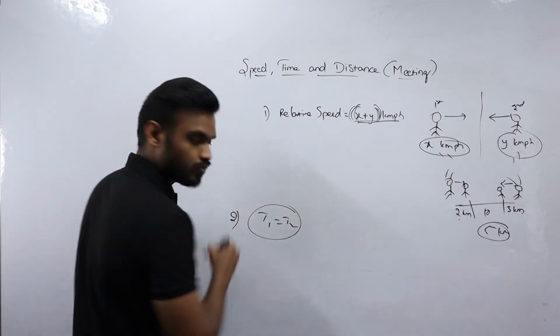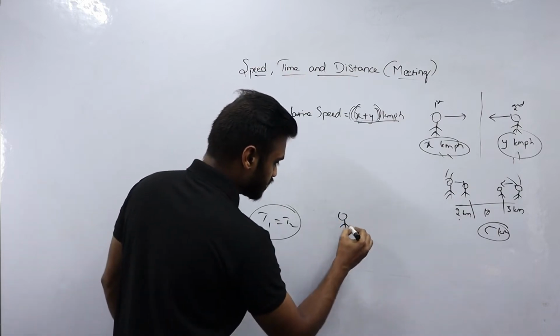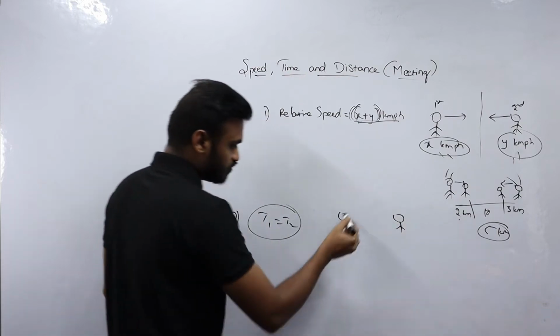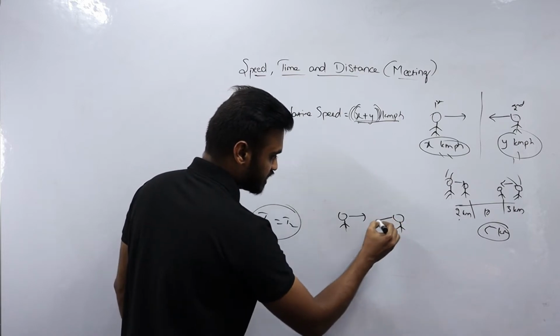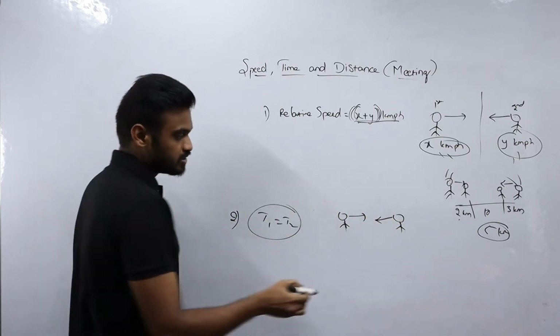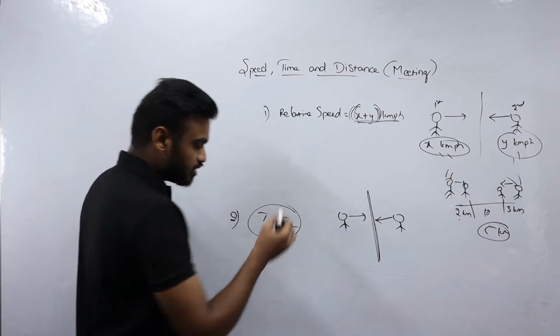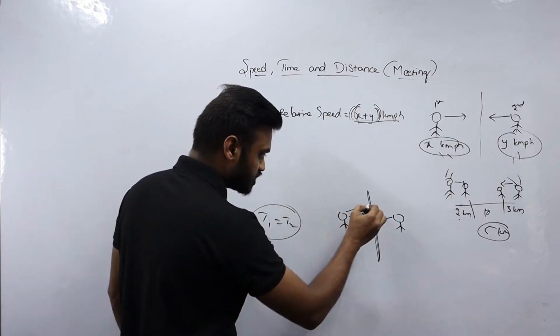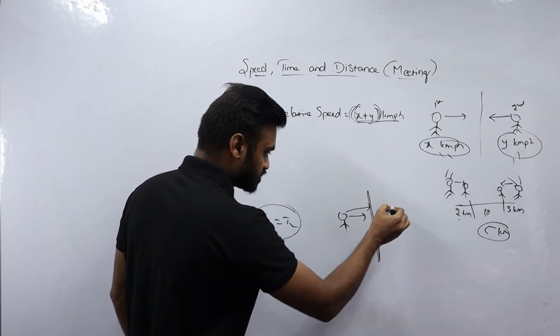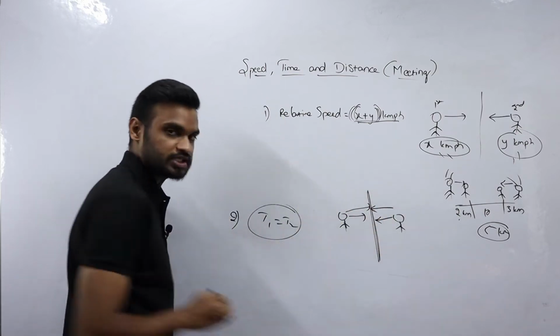See here, the second point you need to remember is time taken will be same in both cases. Suppose assume that there is one person here and there is another person here. Now the first person is traveling toward the second person and the second person is traveling toward the first person. Suppose assume that this is the meeting point of first and second person. Now the time taken for the first person to reach this point and the time taken for the second person to reach this point will be same in both cases.